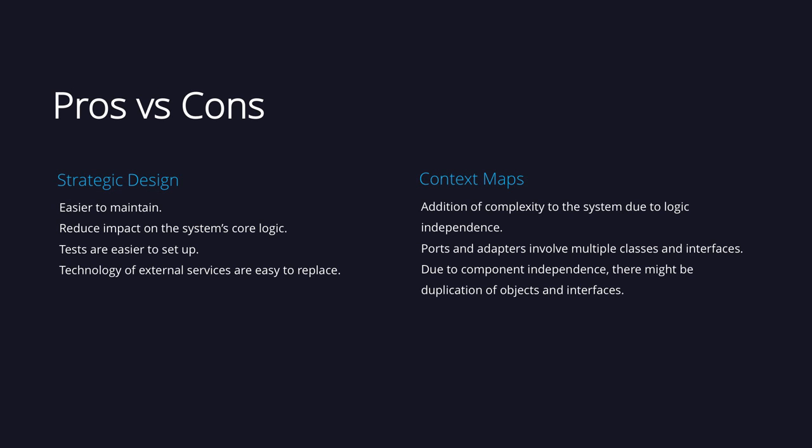On the negative aspects, we have an additional complexity as the pattern requires more layers on top of the architecture. The addition of ports and adapters requires many mappers and value objects. As the core layer has to be completely independent from the outside world, entity objects and interfaces from outside services might get duplicated in order to keep the business logic independent. This is especially the case for systems using the microservice pattern.